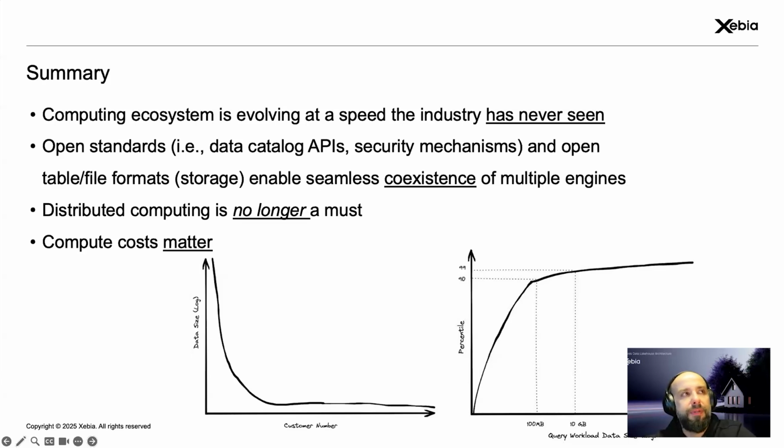Finally, distributed computing is no longer a must. Right now, you can choose. You can decide depending on the scale of your workloads, or the amount of data, or the complexity of your computations. You can choose from powerful HPC single node systems like Polars or DuckDB, or you can choose really distributed computing engines like Apache Spark if you really require that amount of computing power for crunching your data.